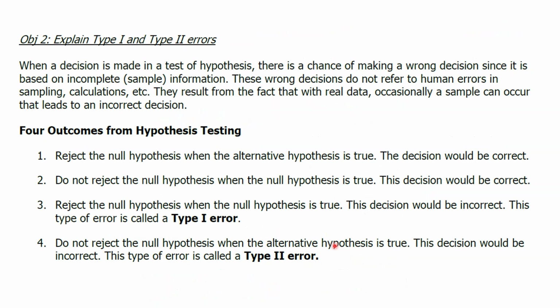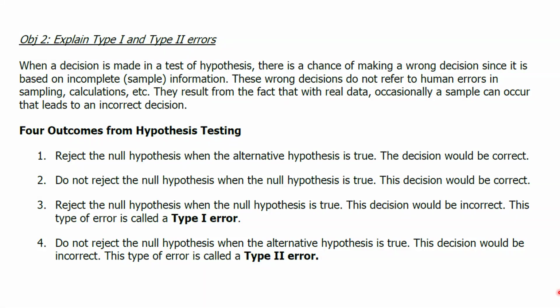All right, objective 2: explain type 1 and type 2 errors. So when a decision is made in a test of hypothesis, there's a chance of making a wrong decision since it is based on incomplete sample information. These wrong decisions do not refer to human errors in sampling, calculations, etc. They result from the fact that with real data, occasionally a sample can occur that leads to an incorrect decision. So the reality is that we're using sample data to make decisions about populations. So sometimes, just by random chance, our sample doesn't represent the population well, and we make a mistake.